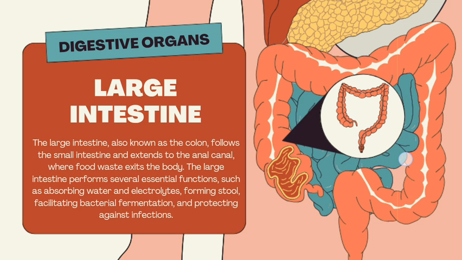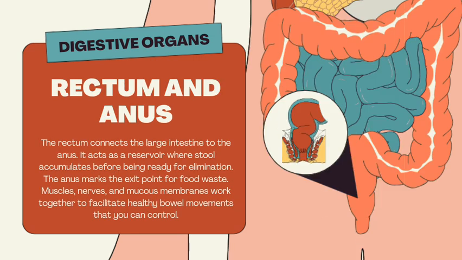So we can move on. We now have the rectum and anus. The rectum connects the large intestine to the anus, and it acts as a reservoir where stool accumulates before being ready for elimination. The anus marks the exit point for food waste, and this process is what we call egestion, not excretion. Excretion is when we remove waste products, not undigested food waste. Muscles, nerves, and mucous membranes work together to facilitate healthy bowel movements that you can control.